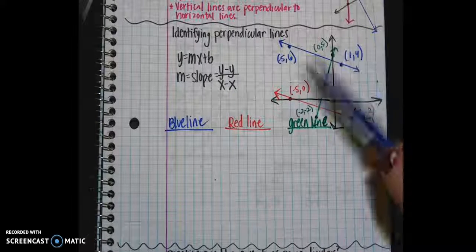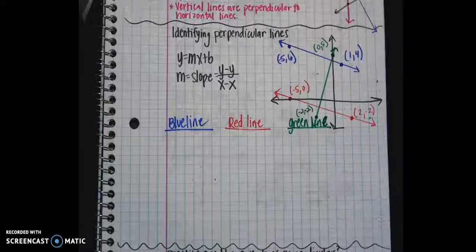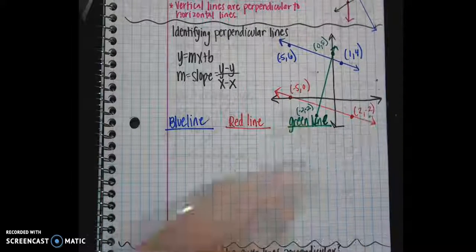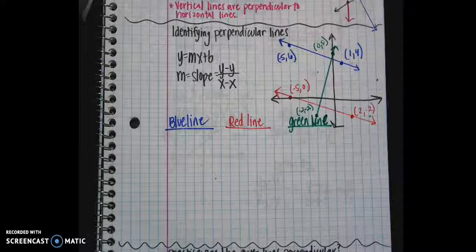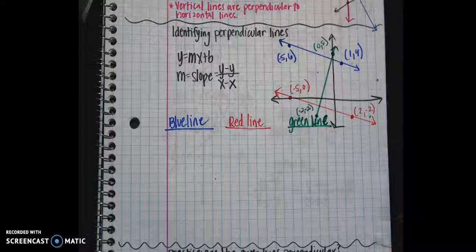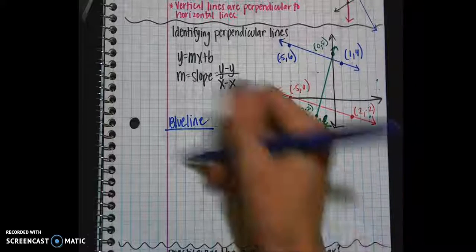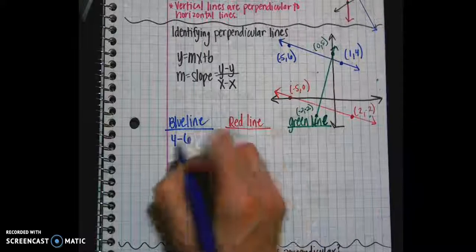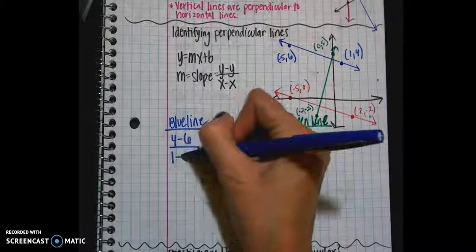So, check to see that you got all the right coordinates listed. Make sure you guys did not forget your negative signs because those make a really big difference. So let's start with the blue line. So we need to figure out what the slope is. So I'm going to start with this one. So 4 minus 6 over 1 minus -5.